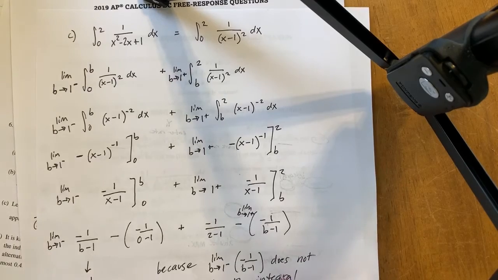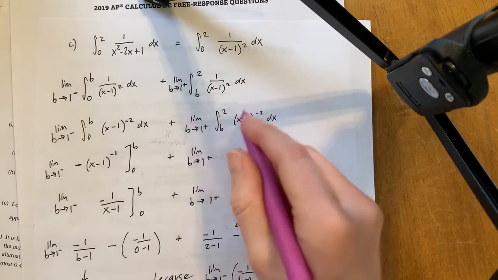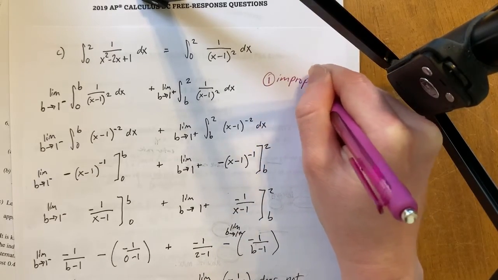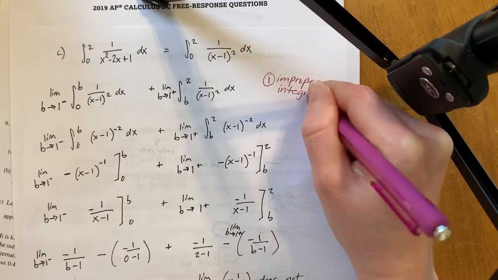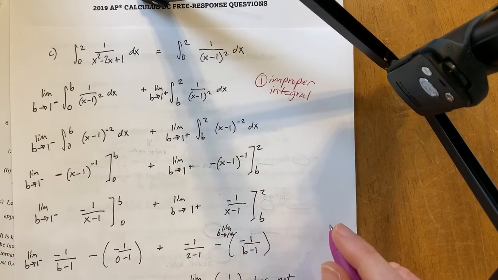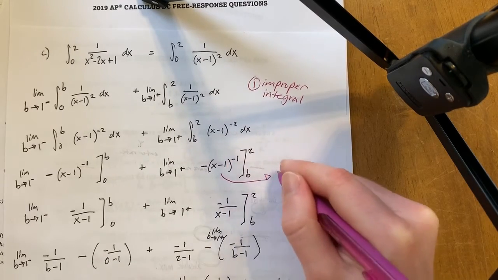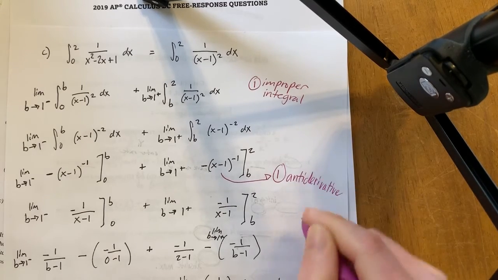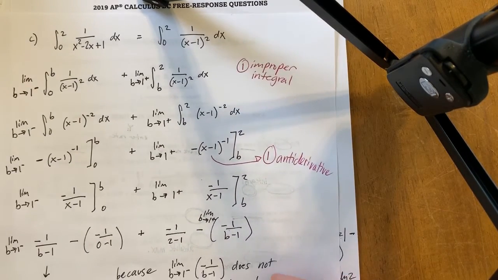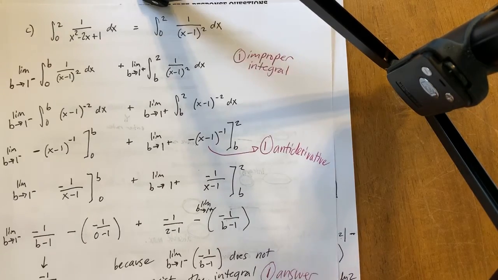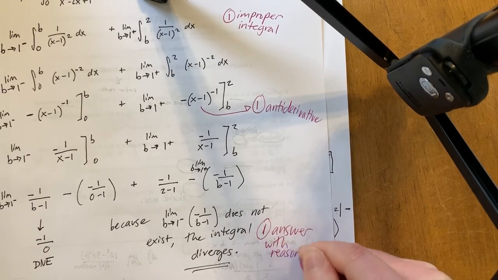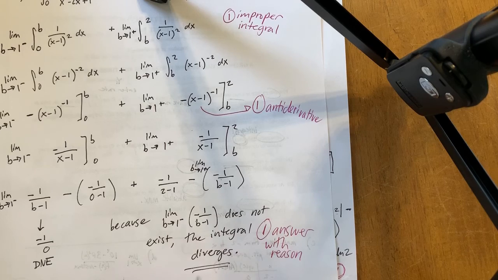For the points breakdown, this was a 3 points question. You got 1 point for doing the improper integral. That means, did you break it up, and did you have the limits set up there? And then you got 1 point for the antiderivative. Did you do the reverse chain rule correctly? And did you plug in the bounds and all that? And then you got 1 point for your answer with reason. Oh, sorry, you can't see that. There we go. Answer with reason. And your reason can be the math to back it up, as long as you've labeled what you're doing clearly, showing that that limit does not exist.